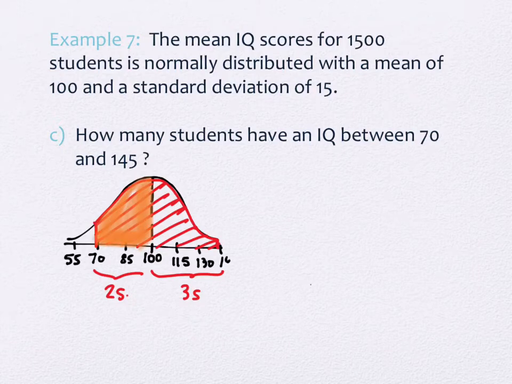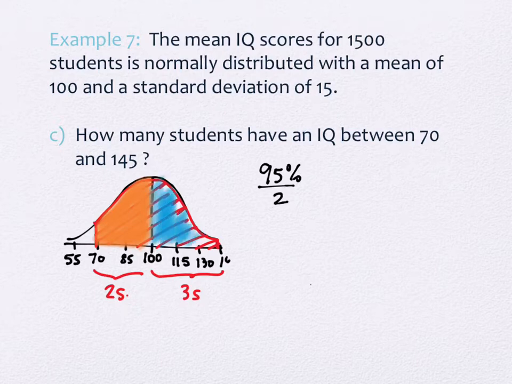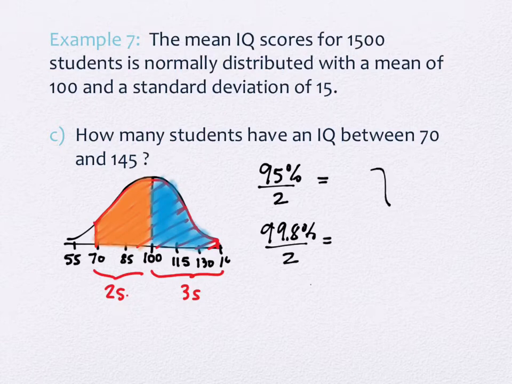And how would I find the orange percentage? 95% divided by 2. We'll come back to that in a second. How can I find the blue percentage? Right, 99.8% divided by 2. And once I find these, what am I going to do? I'm going to add them together.